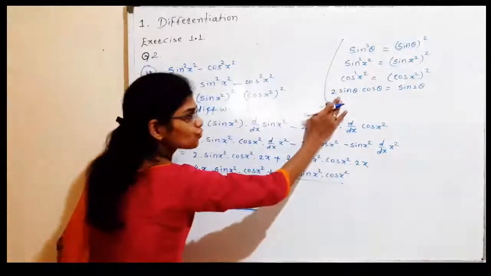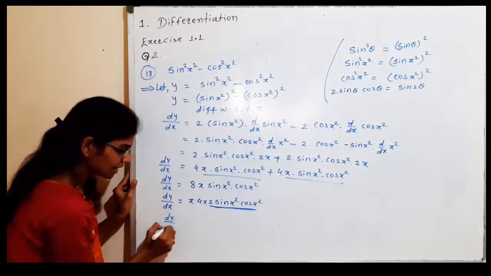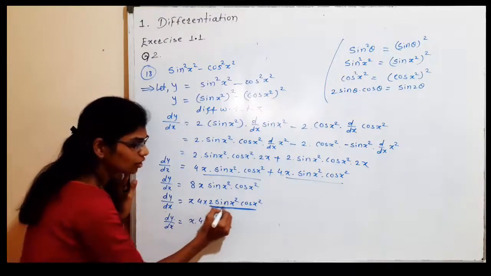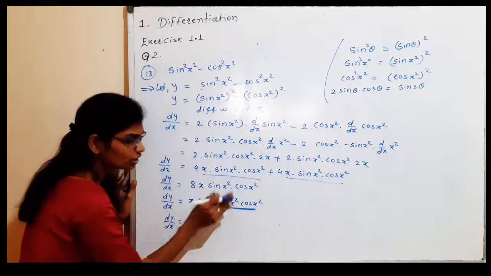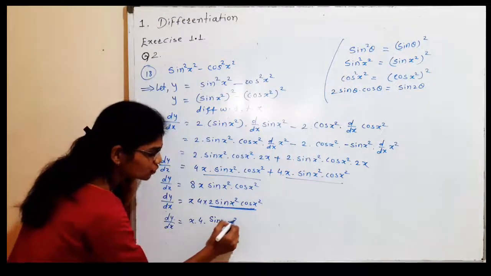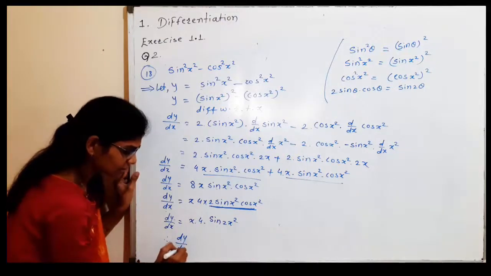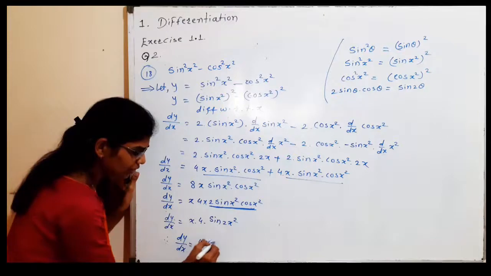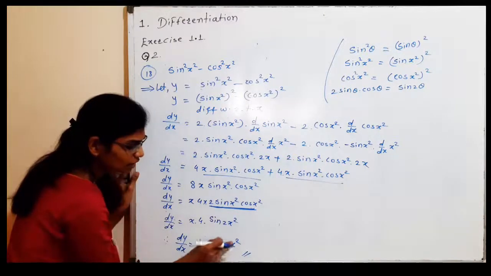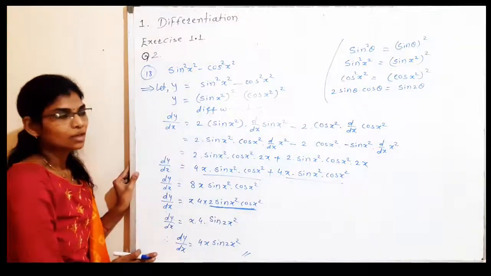By using this formula we can write its value as dy by dx is equal to x multiply by 4, multiply by the value of this function, which we can write as sin of 2x square. So the final answer is dy by dx is equal to 4 into x into sin of 2x square, and that is the final answer. It means the derivative of the given function.